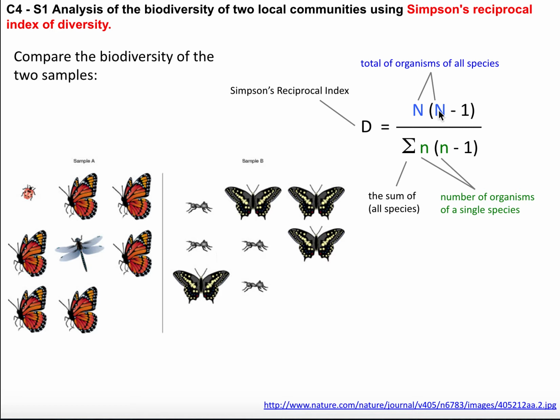Looking at the equation, we have N, which is representing the total number of organisms of all the species. So it would be N times N minus 1, divided by the sum of little n, which is the number of organisms of a single species, times little n minus 1.